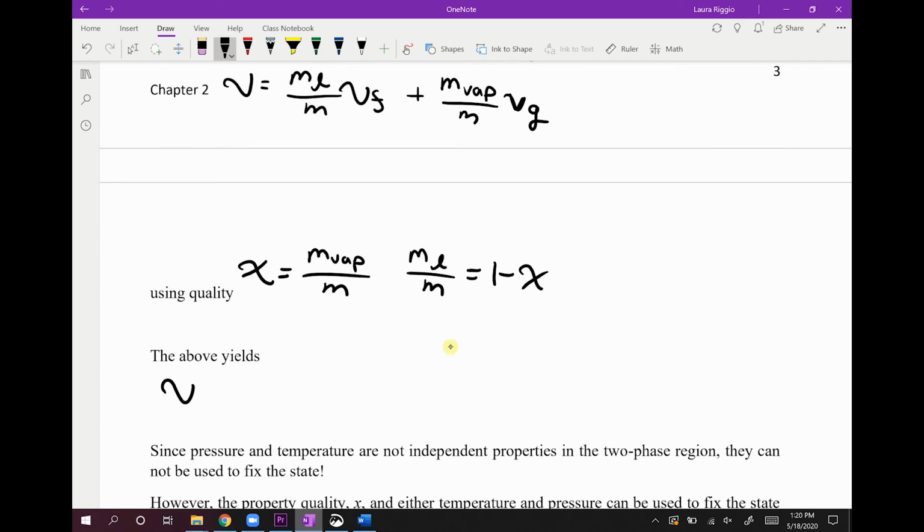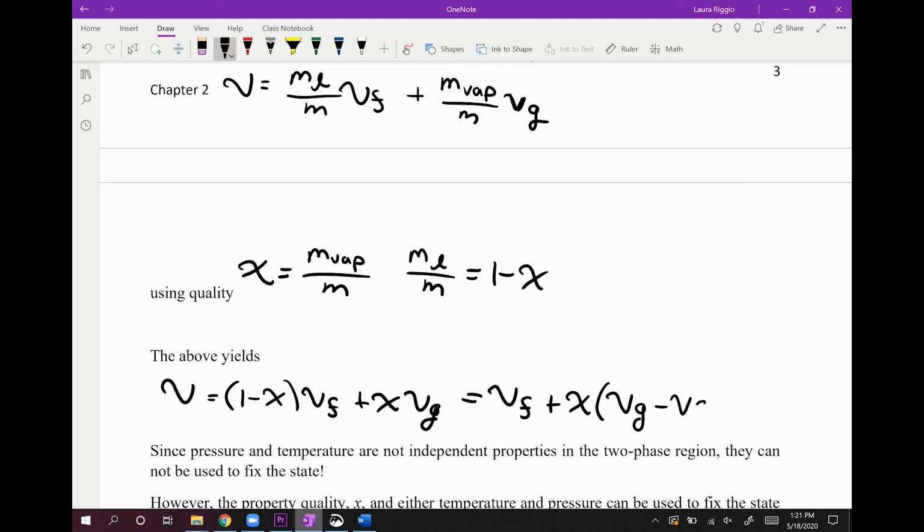my substance at my state is equal to 1 minus my quality times my specific volume of saturated liquid, plus my quality times my saturated vapor specific volume. If I rearrange that, I can find that the specific volume in my two-phase liquid vapor region is equal to the specific volume of my saturated liquid plus the quality times the difference between the specific volume of my saturated vapor and my saturated liquid. This is sometimes denoted as VFG.